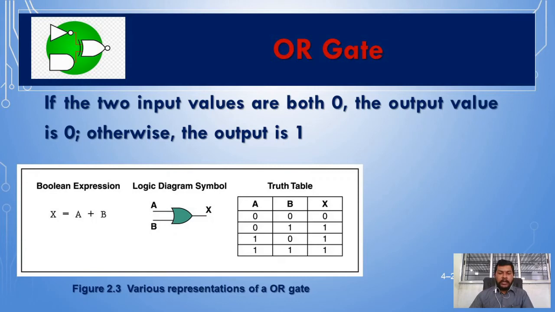And the truth table again shows all the 4 combinations of the input that we are supposed to give to this gate, and this is the output that we are expecting. So when both are 0 0, then the output is 0. If any one of the inputs is 1, then the output is 1. So this is for the OR gate.